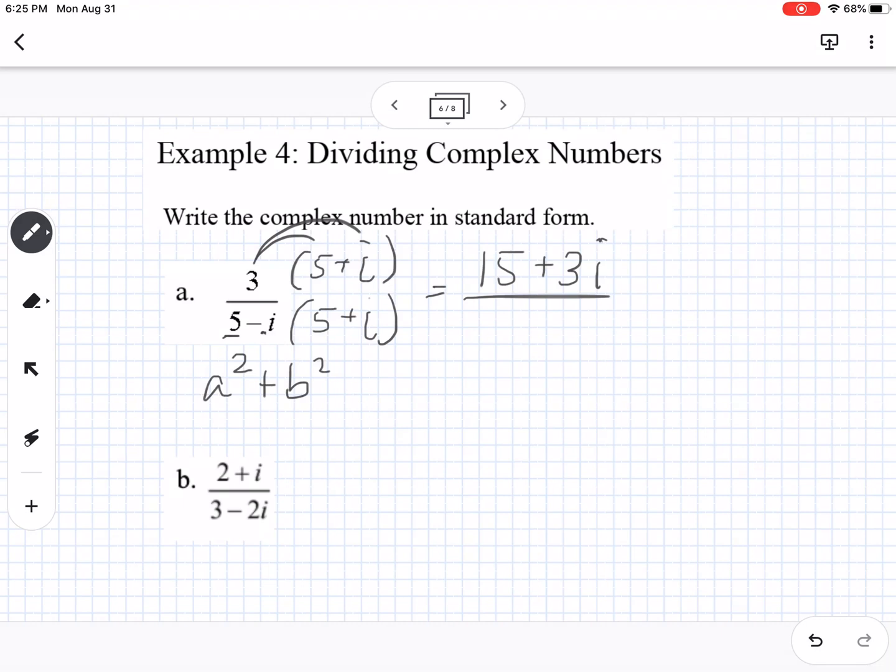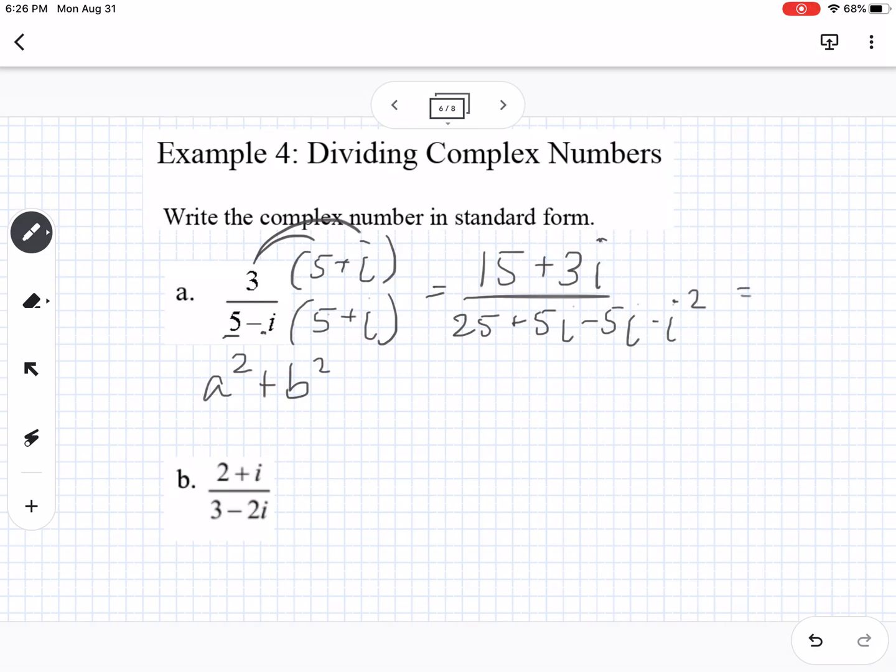But I want to show you, just so that you understand that, if we FOIL this out, it works the same way. So if I FOIL, 5 times 5 is 25. Then the outer is going to be plus 5i, minus 5i, and then minus i squared.